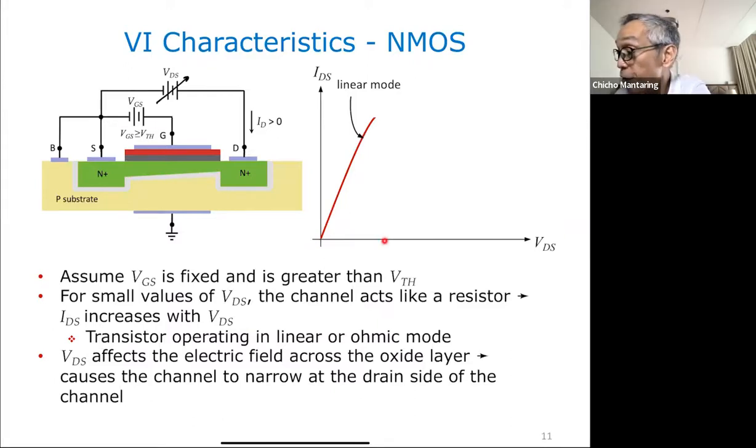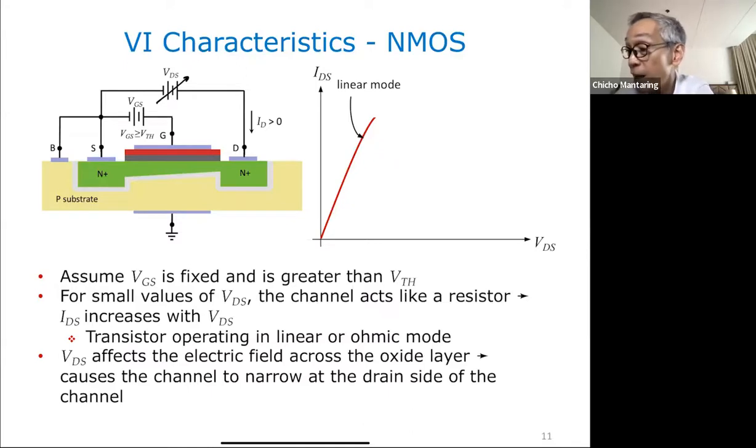Okay, as you increase VDS, what is this? The channel looks like a resistor to VDS. So as you increase VDS, expect the current IDS to start flowing. And because it looks like a resistor, initially, that is going to look like almost a straight line. No? This is not exactly straight. There's a little bit of curve here, but it will look almost like a straight line. And you call that the linear mode of operation, where IDS increases with VDS.